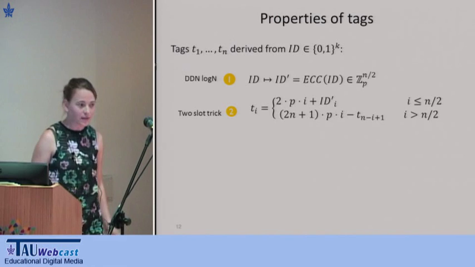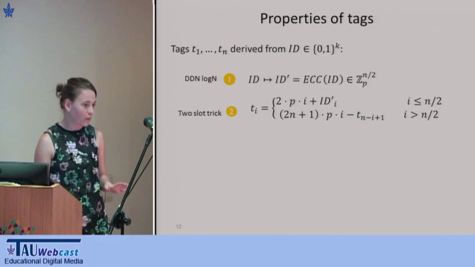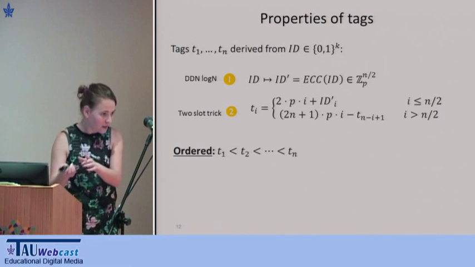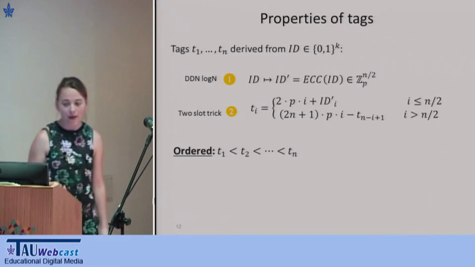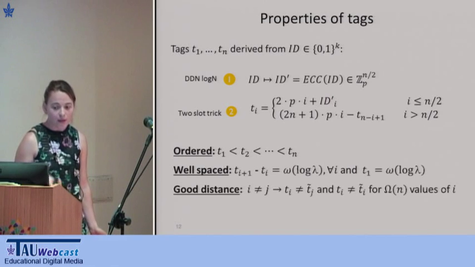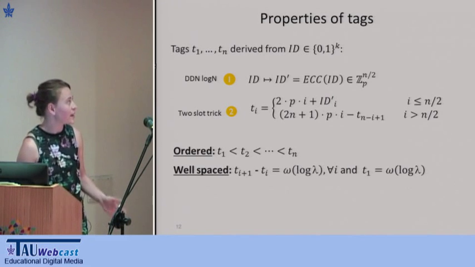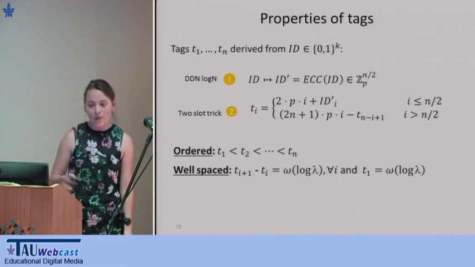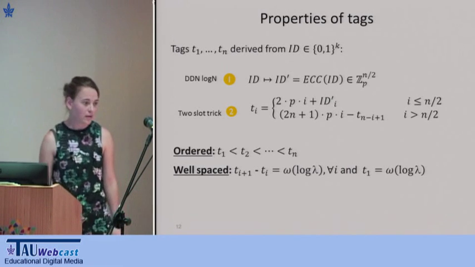So these tags have some properties that are crucial for our proof. Okay? The first thing is that they are ordered. You meant these properties like that, right? Yeah. Okay. So the first property is ordered. The second property is that they are well spaced. If we look at any 2 tags, they will be far apart, at least omega of log gamma, where gamma is the security parameter.